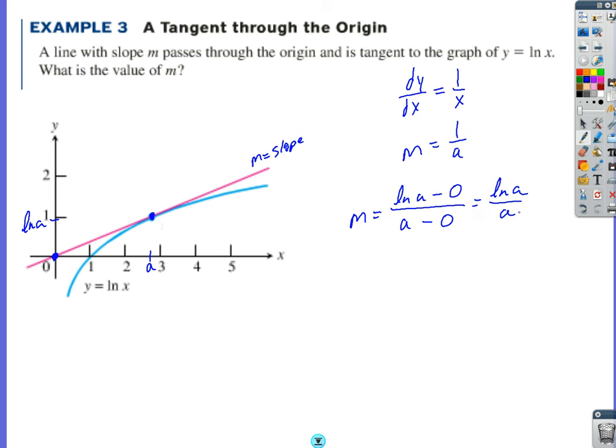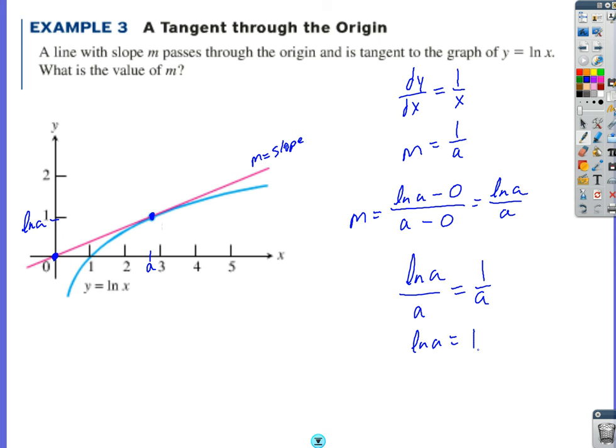Well, now I've got an equation, right? Because both of them are supposed to equal the same thing. So I know that ln of a over a is supposed to equal 1 over a. I multiply both sides by a, and I get ln of a is equal to 1. Now we have to go back to pre-calculus. We have to remember, how do I solve a natural log problem?